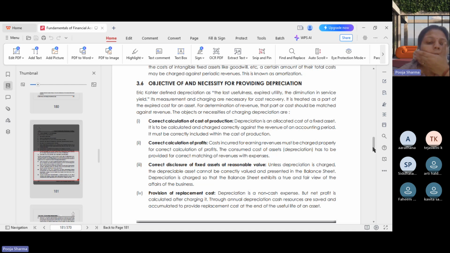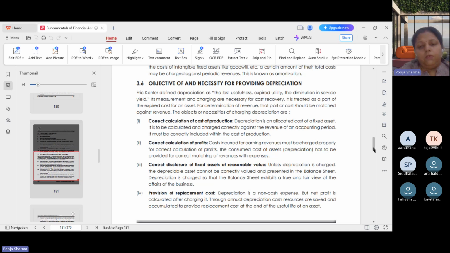Okay, we will do it as per our provision of replacement of cost. First of all, we will discuss provision of replacement of cost. We have purchased the asset. For any reason it becomes obsolete, we have to purchase a new asset. Sometimes it is not possible to just purchase the asset. We don't have money or any other reason. So by the means of depreciation, we keep aside some money that can be used to purchase a machine, whatever we want to purchase. It is a non-cash expense, but net profit is calculated.